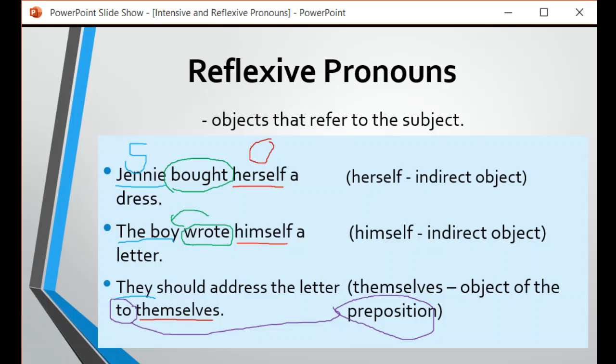Naintindihan po? Is everything clear? There are other things that, or other prepositions that you might use. You may also have the word by.